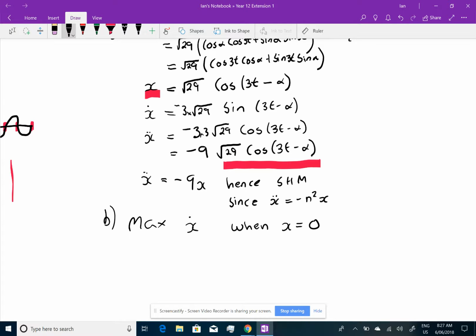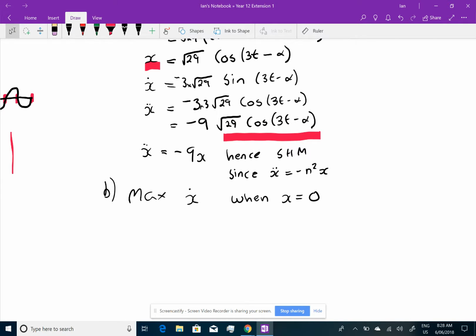I'm going to go this time, rather than use half v squared and take the acceleration, integrate it, add the c and do all that, I'm just going to find when x is 0. So when x is 0, root 29 cos 3t minus alpha equals 0. Divide by the root 29. Cos 3t minus alpha equals 0.